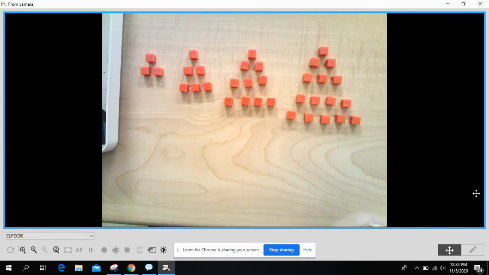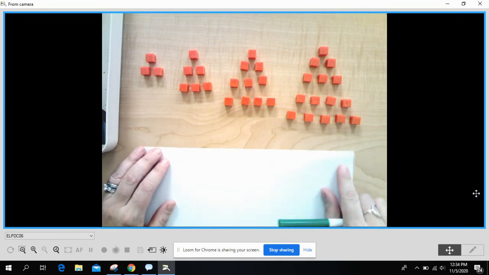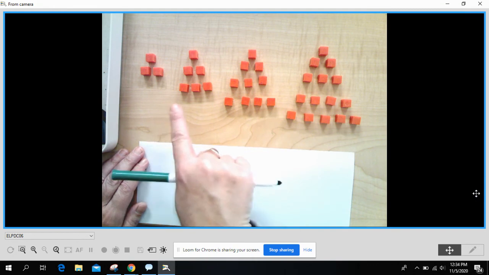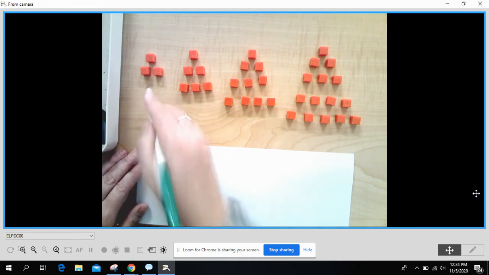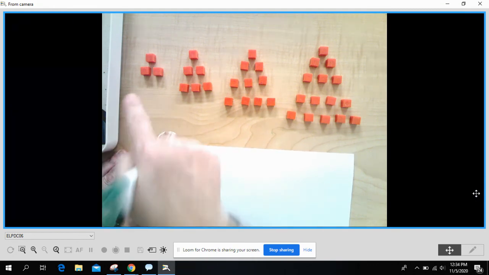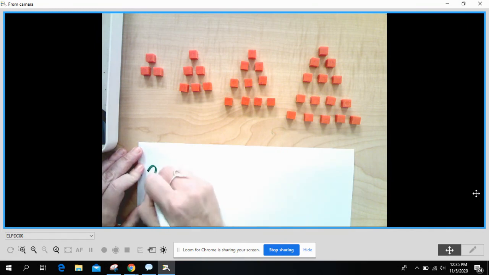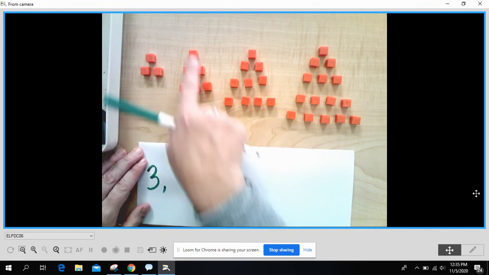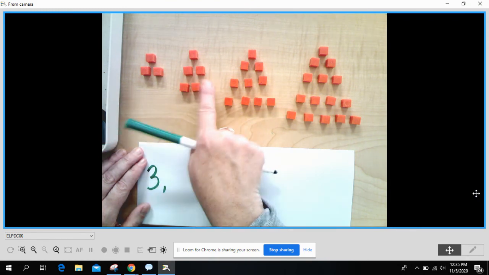Okay, so let me get my paper back. I'm going to fold it over really quickly so we have room. So look, you can see the pattern growing, right? Now I'm going to transfer these objects into numbers. How many is in the first term? 3. How many is in the second term? Well, let's count. I know there's 1, 2, 3, 4, 5, 6.